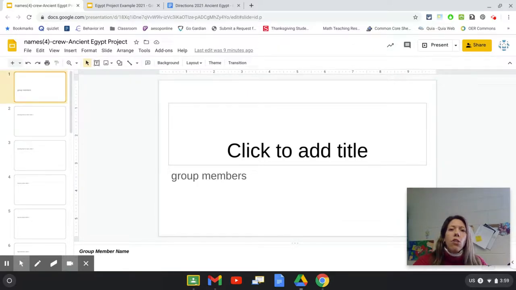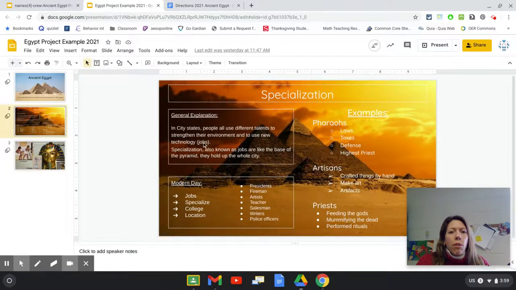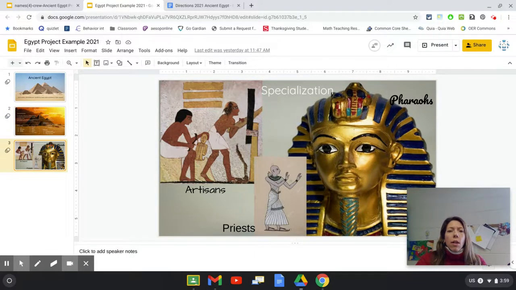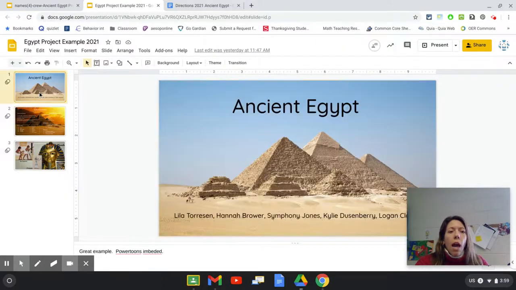So this is your template. It's boring. It's just the way for you to set it up so it's equal for every person in your group. Remember, this is the project example we shared with you from before. It has a title, it has the explanation, it has modern day examples, it has examples from Egypt, and a little bit of a description. This is one way to set up your slides, and then with pictures on another. You don't have to do it this way. It is one way to set up your slides for specialization. That's one example. And then, of course, that's the title page. In this case, Ancient Egypt, and then you can see the names on the bottom.